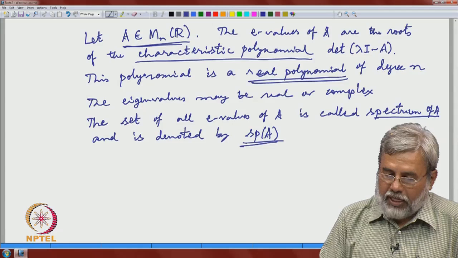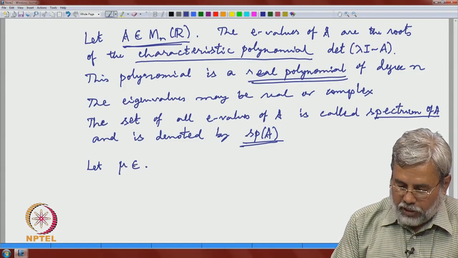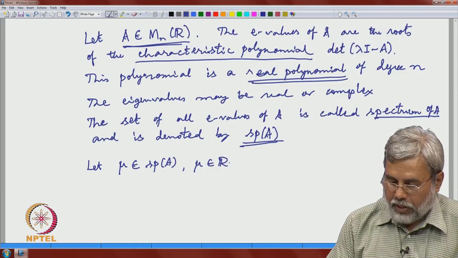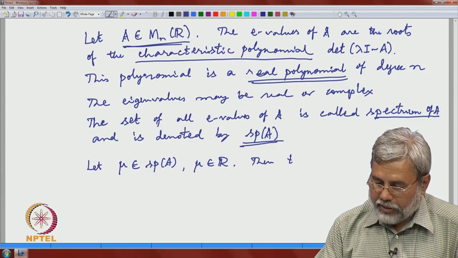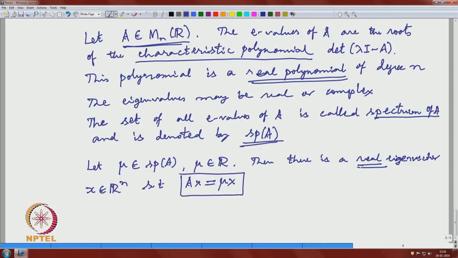Let us start with something and see what the problems are. Let mu belong to the spectrum of A and mu real. Then there is a real eigenvector, call it x in R^n, such that Ax equal to mu x. There is no problem.